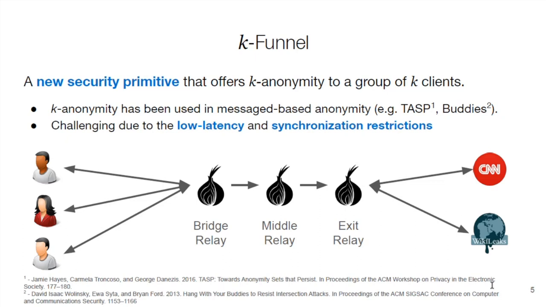Our primitive allows clients to jointly tunnel their traffic to a common proxy, which we call a bridge. And we also ensure that the traffic from all of the clients remains indistinguishable from one another, so that even if an attacker monitors both ends of the communication, he won't be able to identify the users.